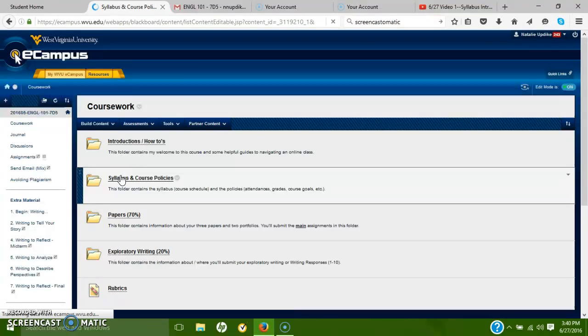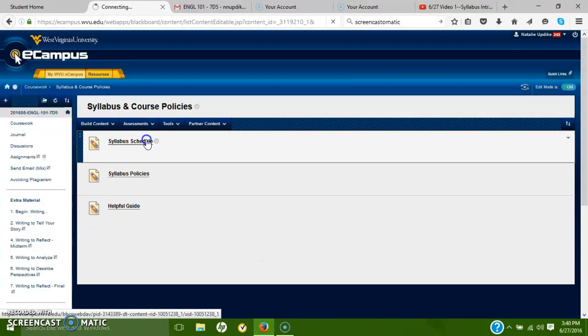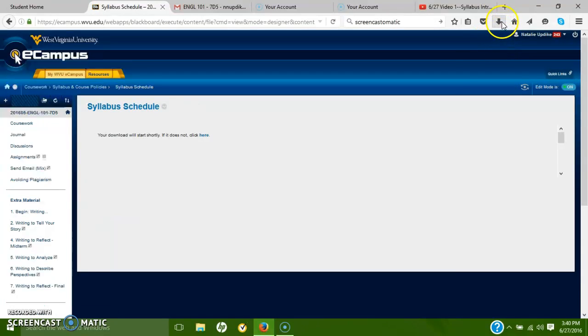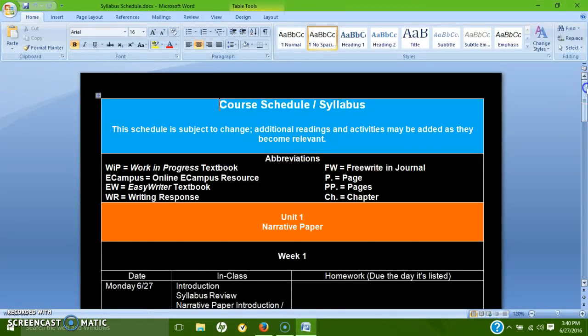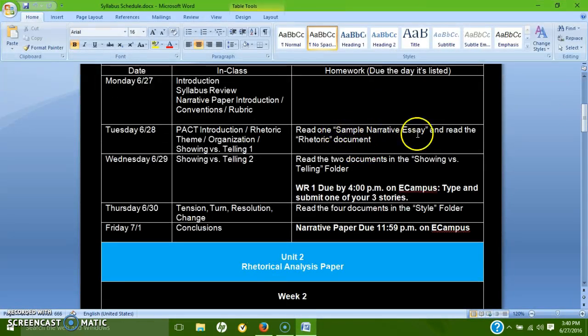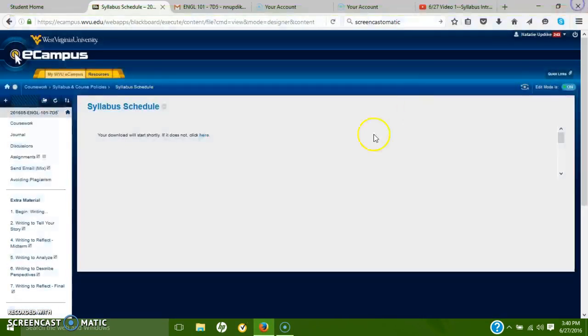The syllabus instructs you to read the sample narrative for tomorrow, because I will be talking a lot about that, and then we'll do a brief introduction to rhetoric and pact, okay? So you will have a free write tomorrow. I will comment on your free writes, and other than that, you've pretty much done your homework for today. Start thinking about that theme and start thinking about those 3 stories.